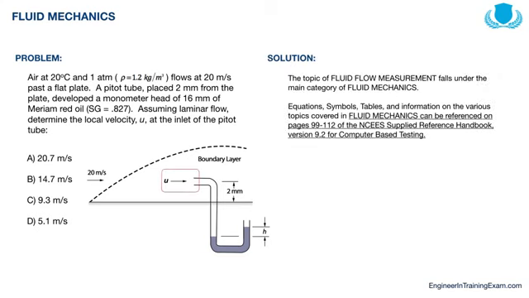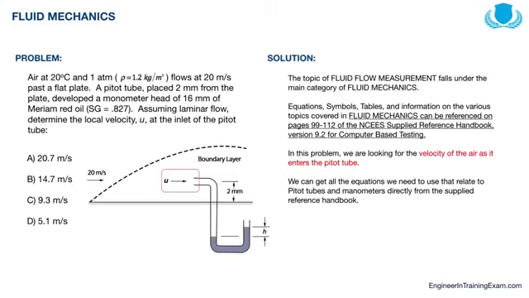The topic of fluid flow measurement falls under the main category of fluid mechanics. Equations, symbols, tables, and information on the various topics covered in fluid mechanics can be referenced on pages 99 through 112 of the NCEES Supplied Reference Handbook, version 9.2 for computer-based testing.